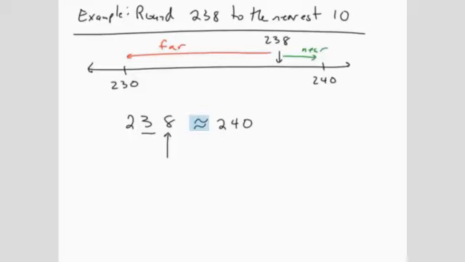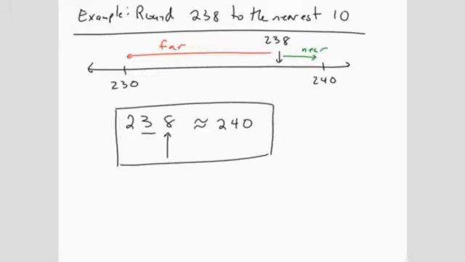Notice that we did not use an equal sign, but a squiggly equal sign. This symbol means approximately equal to. And we use this to indicate that we have altered the value slightly. It would be wrong of us to use the normal equal sign because 238 is not the same number as 240.